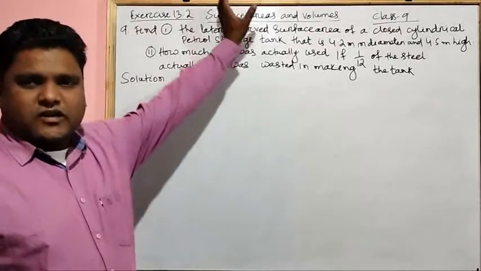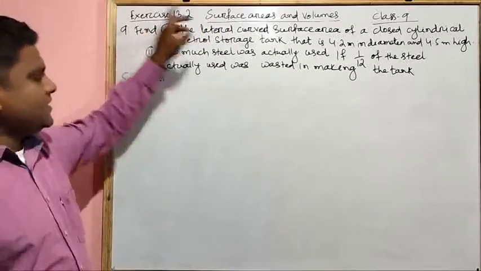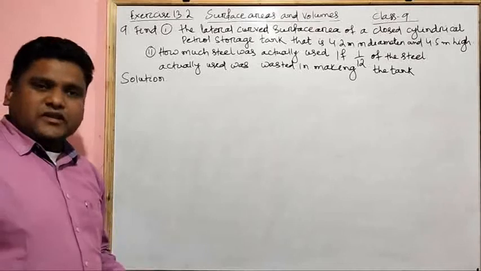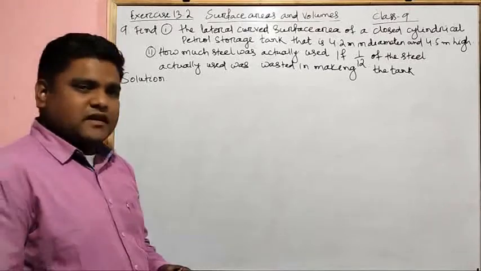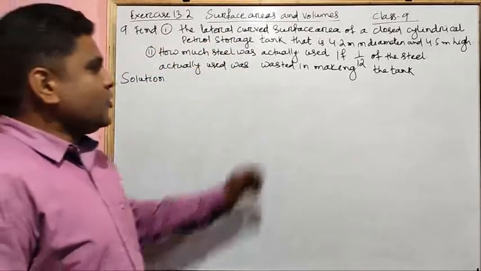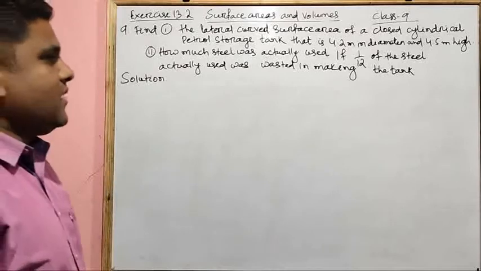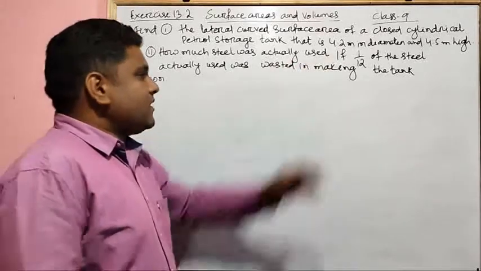As per the request of my students, I have taken number 9 of exercise 13.2. Chapter is surface area and volume from class 9. Question is, find the lateral curved surface area of a closed cylindrical petrol storage tank that is 4.2 meter in diameter and 4.5 meter high.